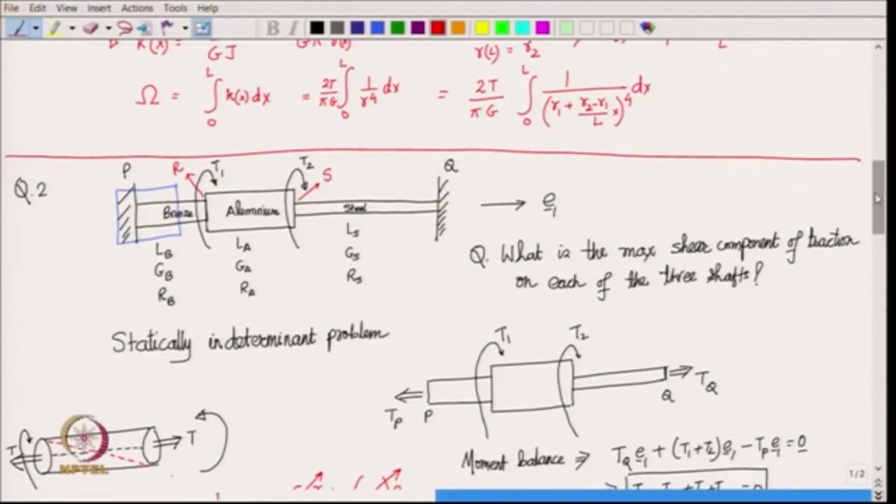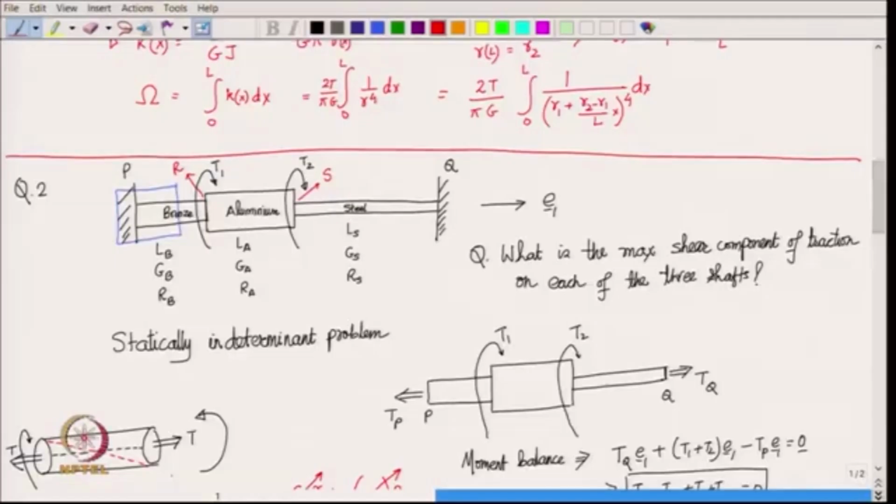So, look at this setup again. The two ends are clamped, so those two ends do not undergo any rotation. Now, look at the bronze. The bronze end, the cross section at R, is going to rotate relative to the cross section at P. So, the end to end rotation in bronze will be something. Likewise, end to end rotation in aluminum will be something, and end to end rotation in steel will be something.